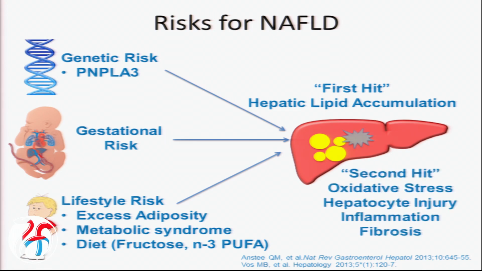This second hit is where I want to talk to you about why this progresses and how this relates to diet and other exposures that might be involved in the microbiome. So in order to get to the more severe form, NASH, you have to have oxidative stress and hepatic injury. And where this occurs is through inflammation, which we don't think occurs in utero, but it happens to occur as a result of the microbiome.